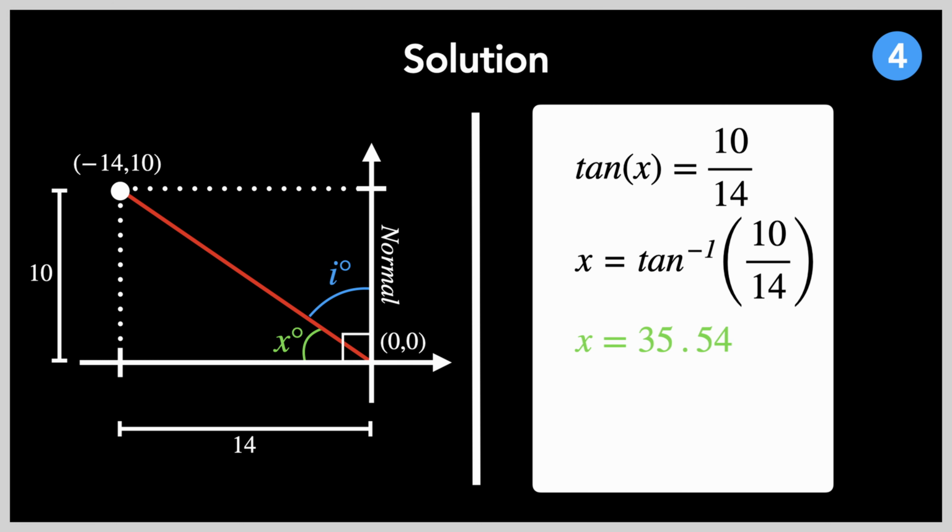To find the angle of incidence, we can subtract 35.54 from 90 degrees to get an angle of incidence of 54.46 degrees. A more straightforward approach would be to find the arctangent of 14/10 directly.